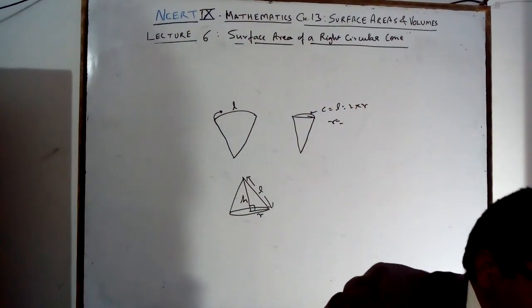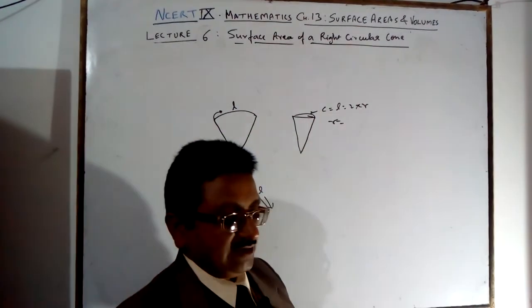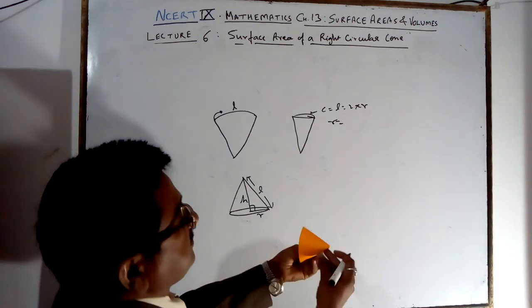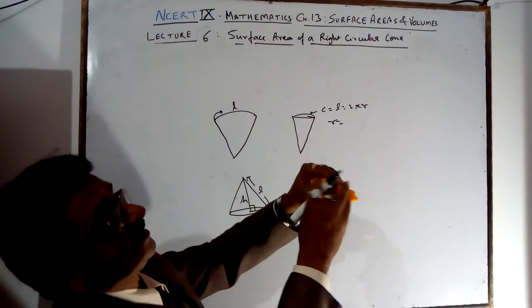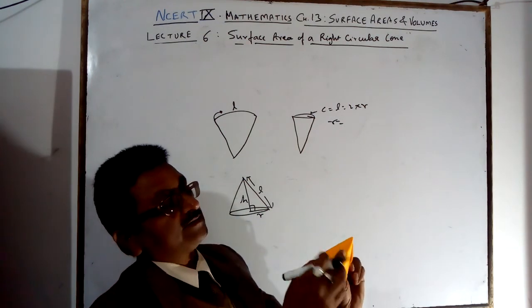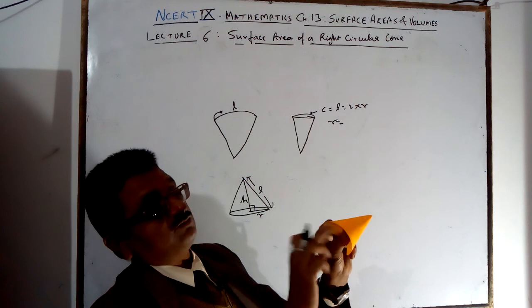A cone is formed by a very simple figure. There is a cone, you are getting it like this. It is a cone of radius r. This is the slant height. The radius is here at the base.